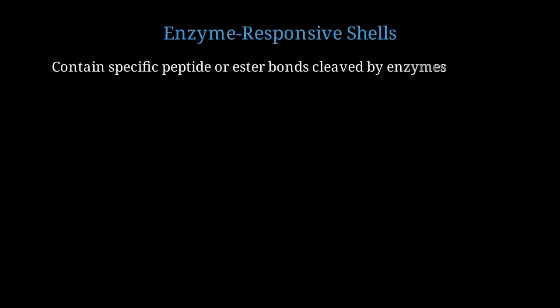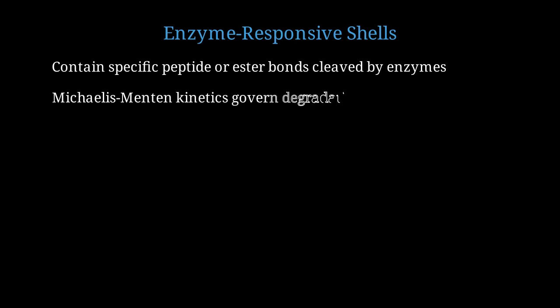Enzyme-responsive shells offer exquisite biological specificity. These shells incorporate specific peptide sequences, or ester bonds, that are cleaved by target enzymes such as proteases, esterases, or phosphatases. The degradation rate follows Michaelis-Menten enzyme kinetics, providing a well-understood framework for predicting release rates. The reaction velocity equals Vmax times substrate concentration divided by Km plus substrate concentration. This describes how quickly the enzyme degrades the shell.